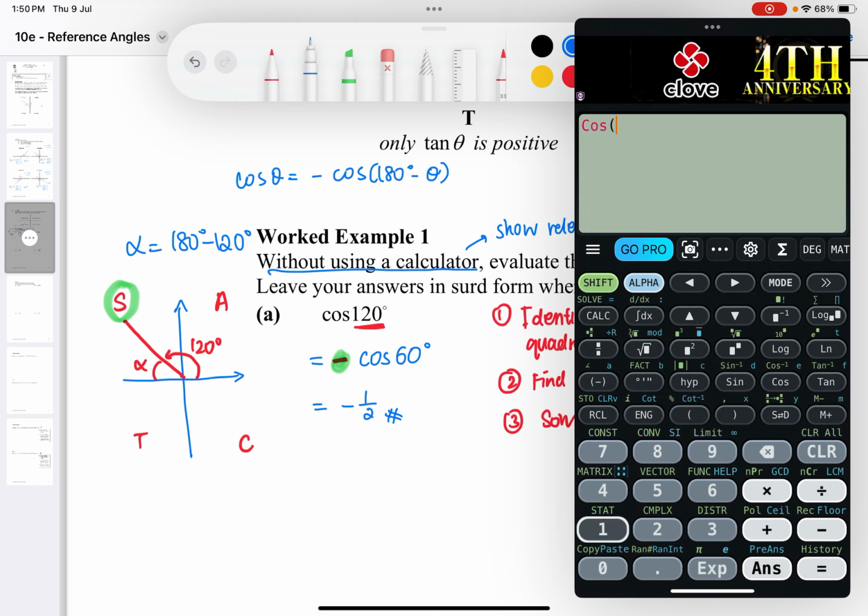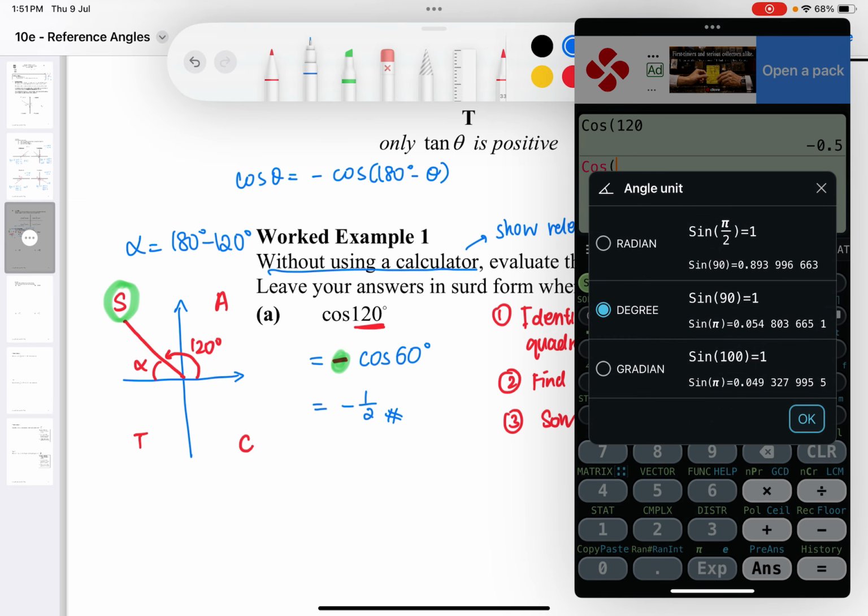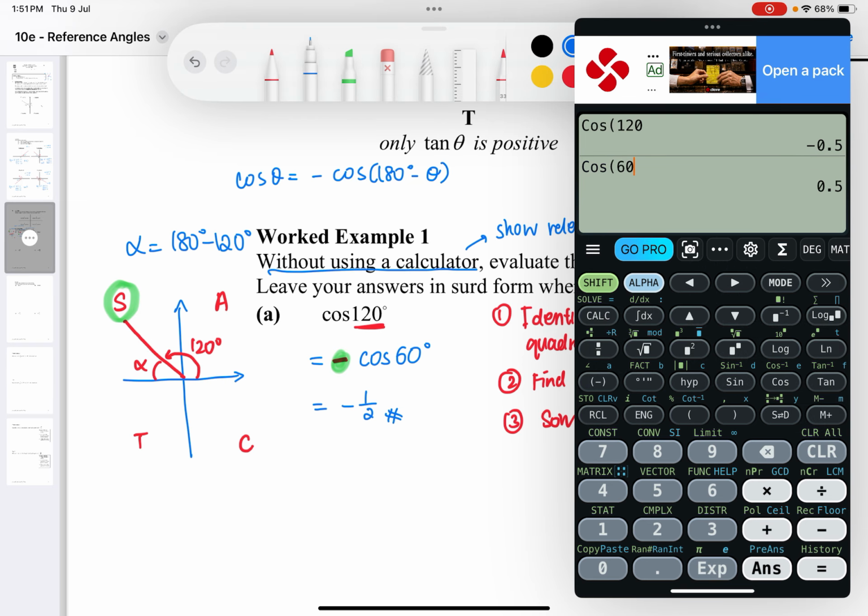And if you don't believe me, you can always take out your calculator and punch in cosine 120. The calculator will tell you that cosine 120 is negative a half, right? And if you type in cosine 60, it will be positive, right? So that's why we have to have the negative sign in front, because we are in the second quadrant.